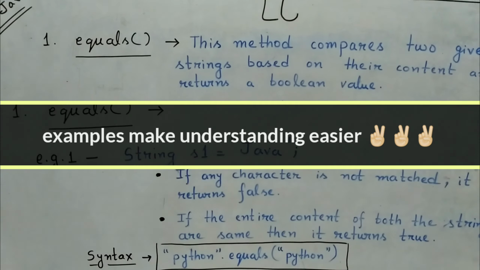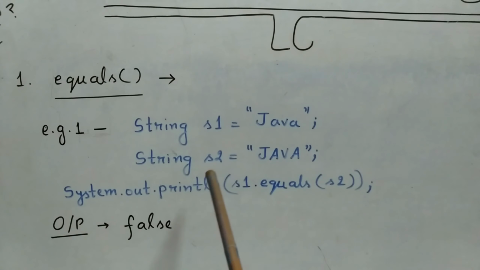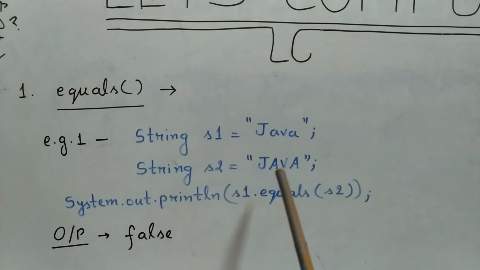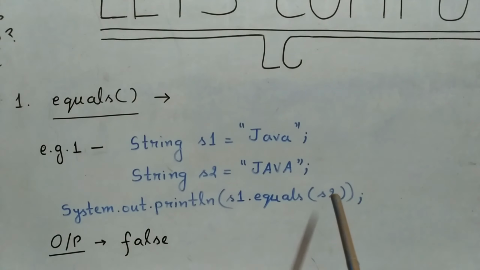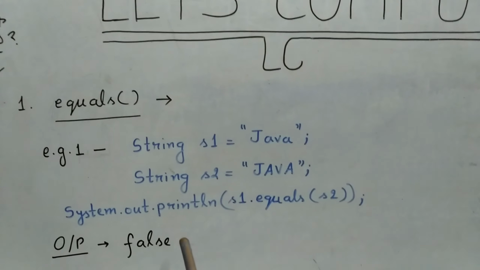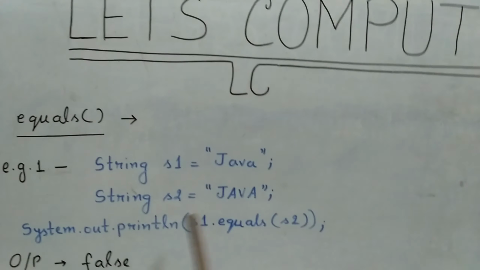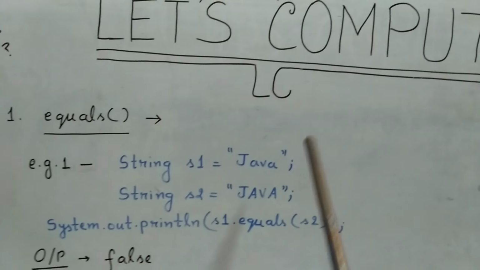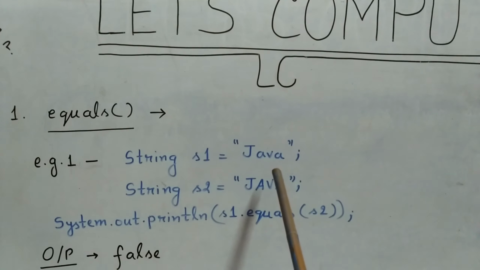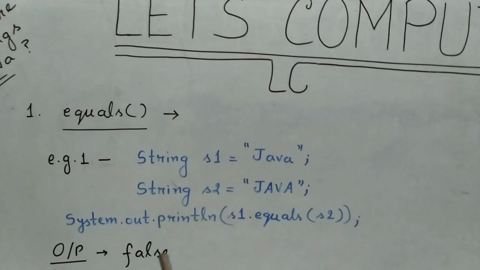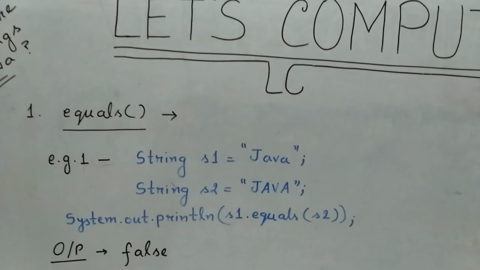First example, string s1 equals Java in running hand. Second, string s2 equals JAVA in all capital letters. s1.equals(s2) has returned false, naturally, because Java is a case sensitive language and it can easily distinguish between a small a and a capital A. As soon as a mismatch has occurred between these two strings, equals has directly returned a false value.